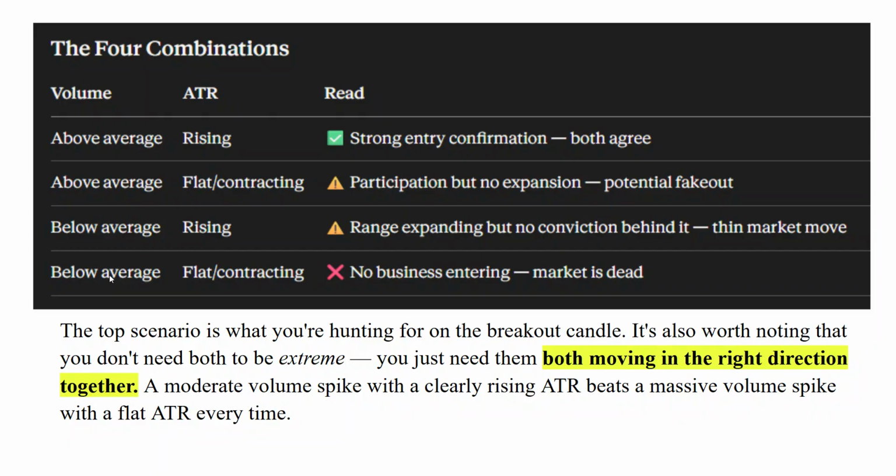And if the volume is not there and the ATR is flat, that's what you'll typically see in Asia. You have no business entering any trades when both there's no volume and the average true range is real low. So the top scenario is what you're hunting for. That's where your odds are best. All right. It's also worth noting that these don't need to be extreme. You just need them to move in the right direction together. Okay. A moderate volume spike with a rising ATR beats a massive volume spike with a flat ATR every single time. So they work together in conjunction.